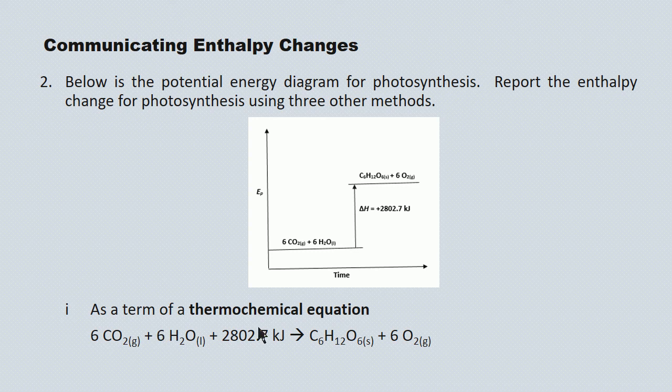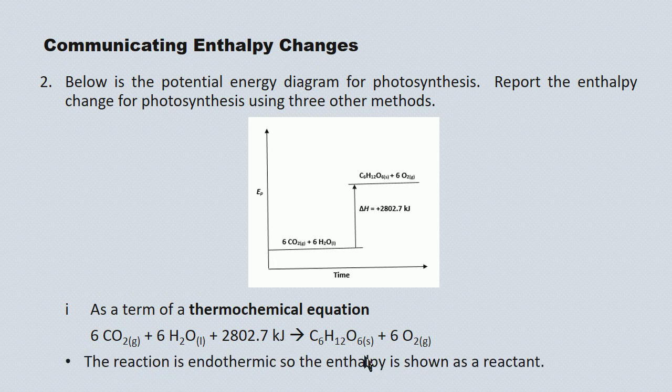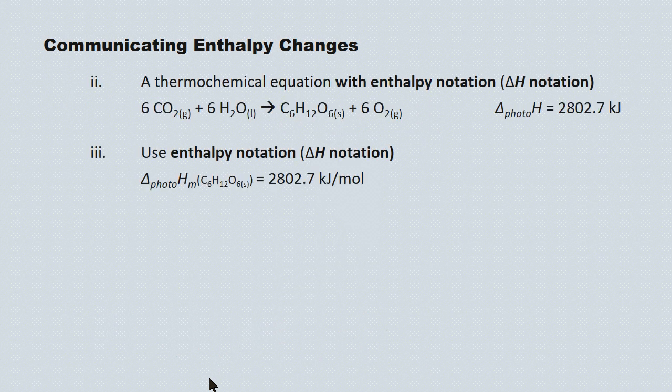All right, so there's our thermochemical equation. The reaction is endothermic, so the enthalpy is shown as a reactant. Our two remaining methods then are a thermochemical equation with enthalpy notation. So here on the left, you'll see the chemistry. And on the right, we have enthalpy notation. Delta H for the photosynthetic process, 2802.7 kilojoules. And then using delta H notation alone, we have delta H for photosynthesis for producing 1 mole of glucose is 2802.7 kilojoules per mole.